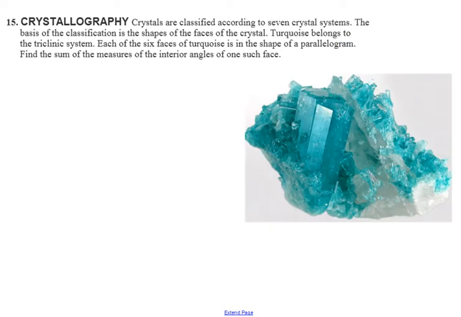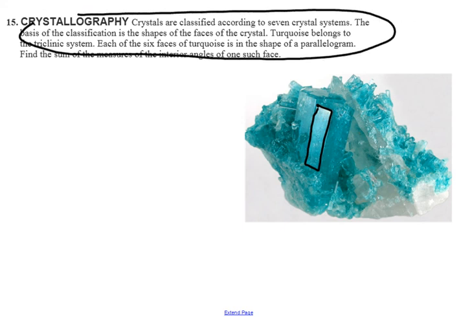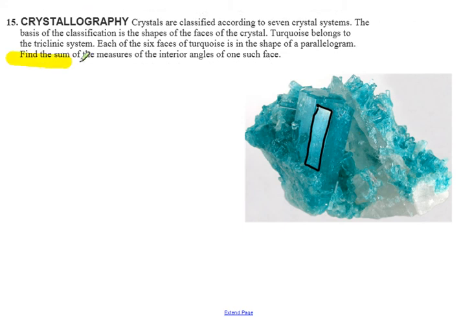Okay, so to give you a better idea of what's going on here, I pulled up a picture of turquoise crystals from the internet. And this is what they're talking about here. There's 6 faces that make up the turquoise crystal here. And they're saying that one of those faces is in the shape of a parallelogram. Now, all of that just to ask you the question of find the sum of the interior angles of one such face.